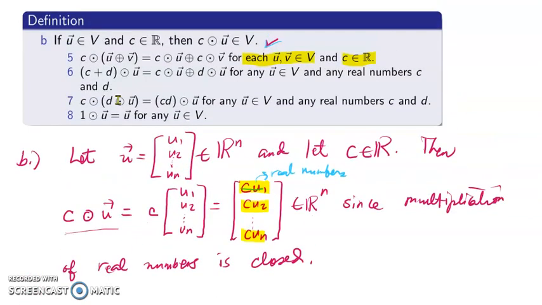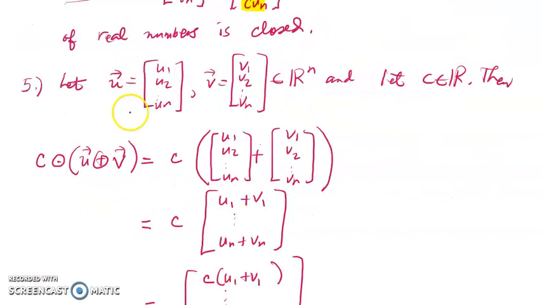Again, let us pick two members of V. In this case, we pick vector U and vector V in Rn, and let C also be an element of R. Then C times U plus V is equal to, converting this to scalar multiplication of a matrix, and this particular operation will be converted to the usual addition of matrices. These two are different: this is addition of matrices, this is for the vector, and this operation is the scalar multiplication of a matrix.